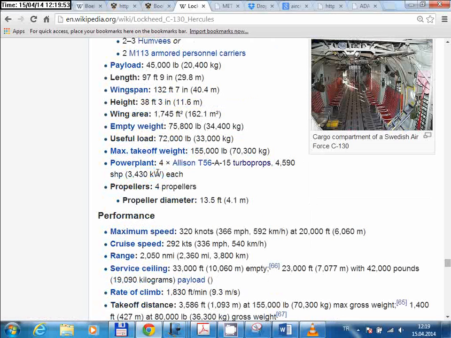What is the power unit? So they don't specify the thrust here, because the power is really more or less constant with speed. Okay?